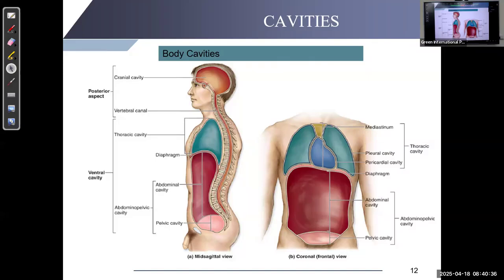Vertebrae, nerves. Okay. So these are located in which direction, which side? Yes, posterior or dorsal. Okay. So that's done. Then what do we have?